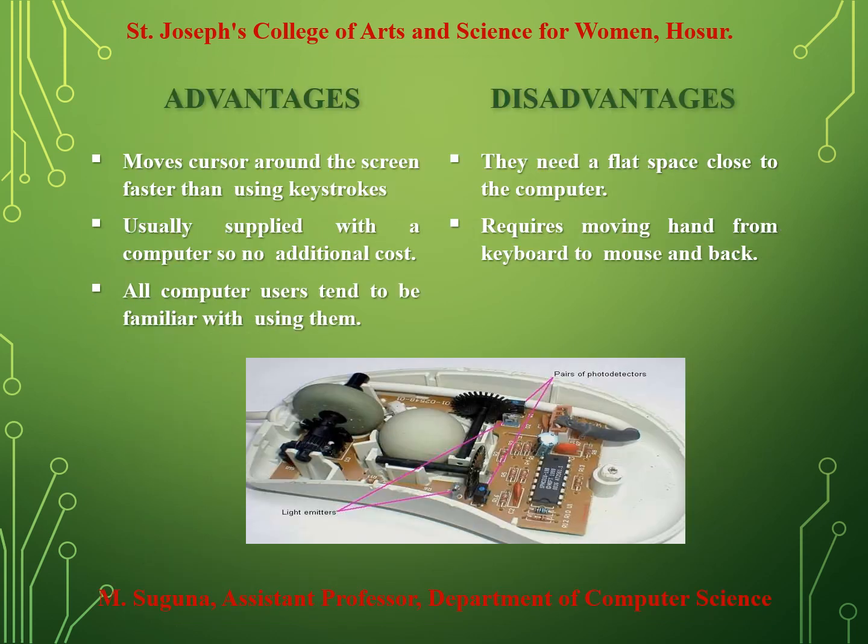Coming to the advantages of mouse, it moves the cursor around the screen faster than the keystrokes. It is usually supplied with a computer, so no additional cost. All computer users tend to be familiar with using them. Coming to the disadvantages, they need a flat space close to the computer for working. It requires moving the hand from keyboard to mouse and back. See in the diagram, this is the circuit that is inside the mouse.